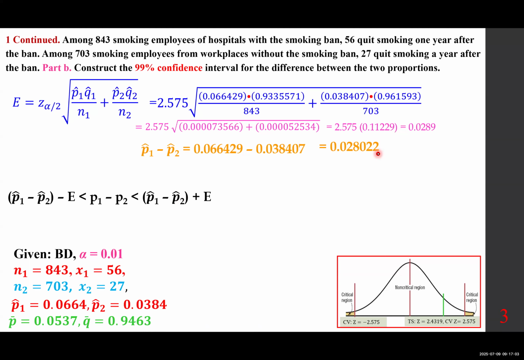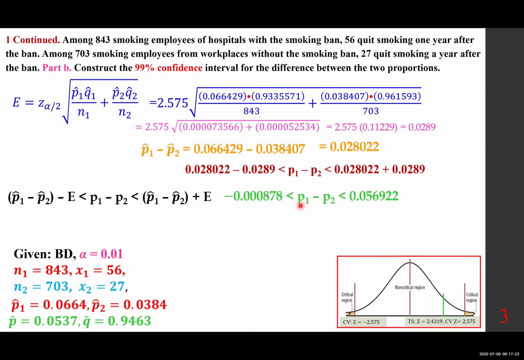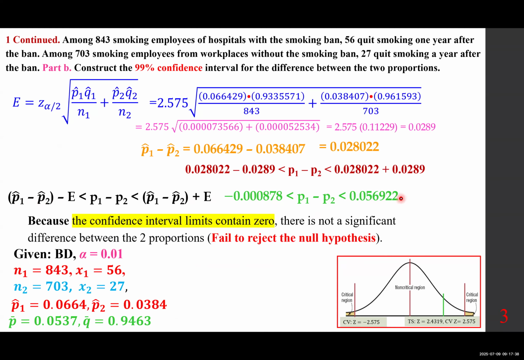There are two ways to report a confidence interval. They may want you to write it as P1 hat minus P2 hat plus or minus E. So that means this one plus or minus this one, and you're done. Or they may want you to report it in this fashion. And that means P1 minus P2 is between these two numbers, negative 0.000878 and positive 0.056922.